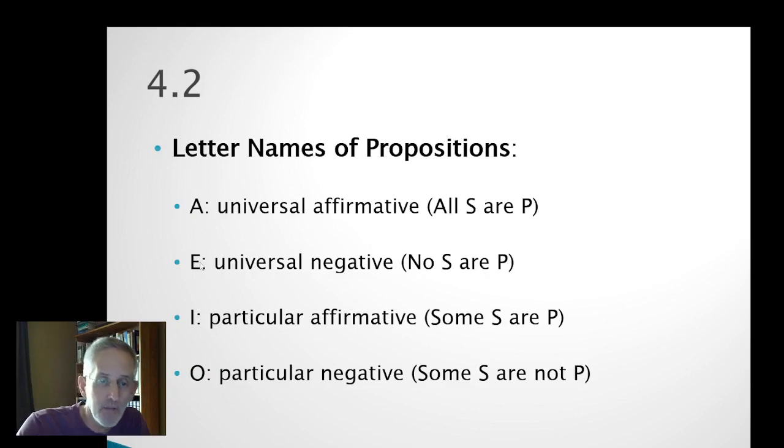If I say an E-form categorical proposition, what that means is a categorical proposition that has the form no S's are P's. I represents some S's are P's, and O represents some S's are not P's. So this was just a short way for logicians in the Middle Ages to talk about these propositions. Instead of having to state the entire proposition, all S's are P's, they could just say the letter A.